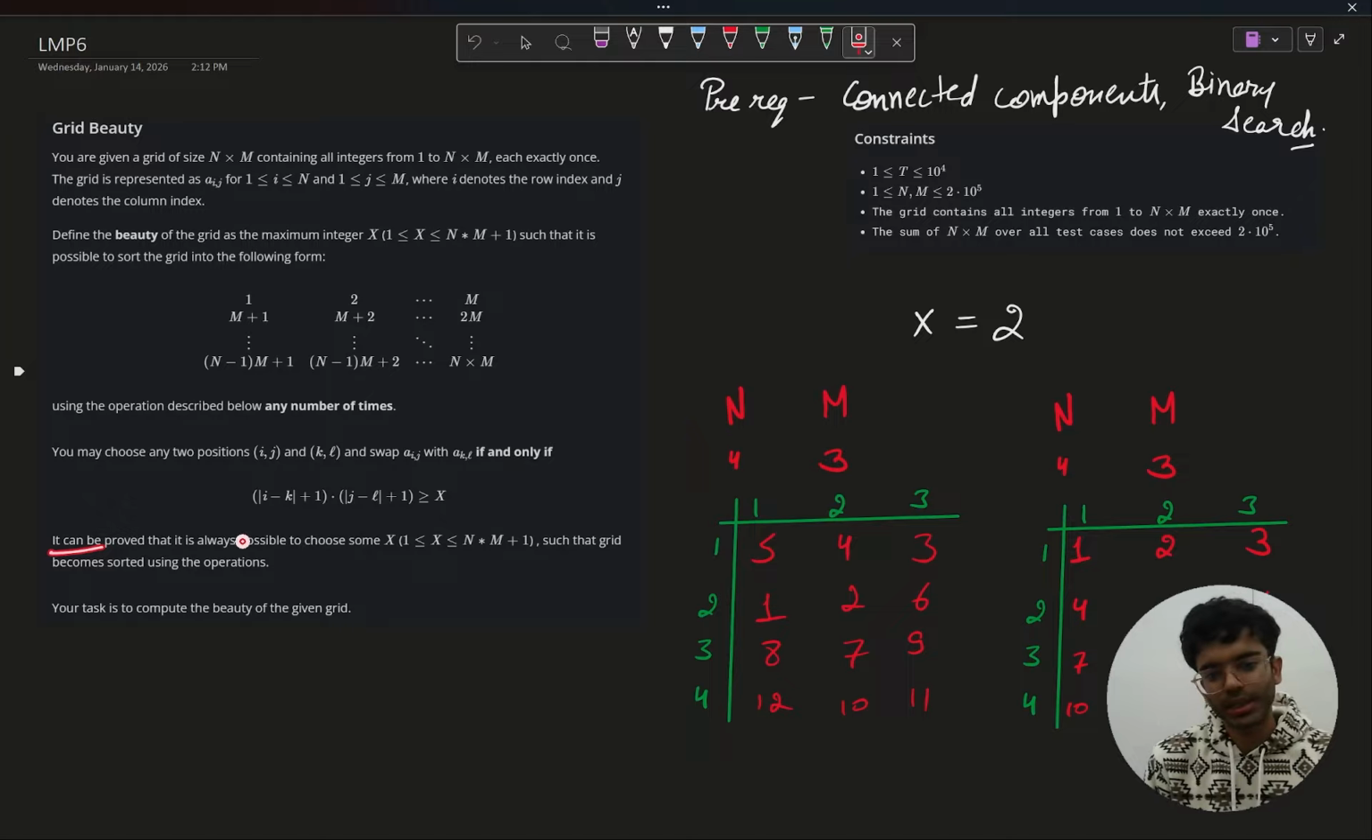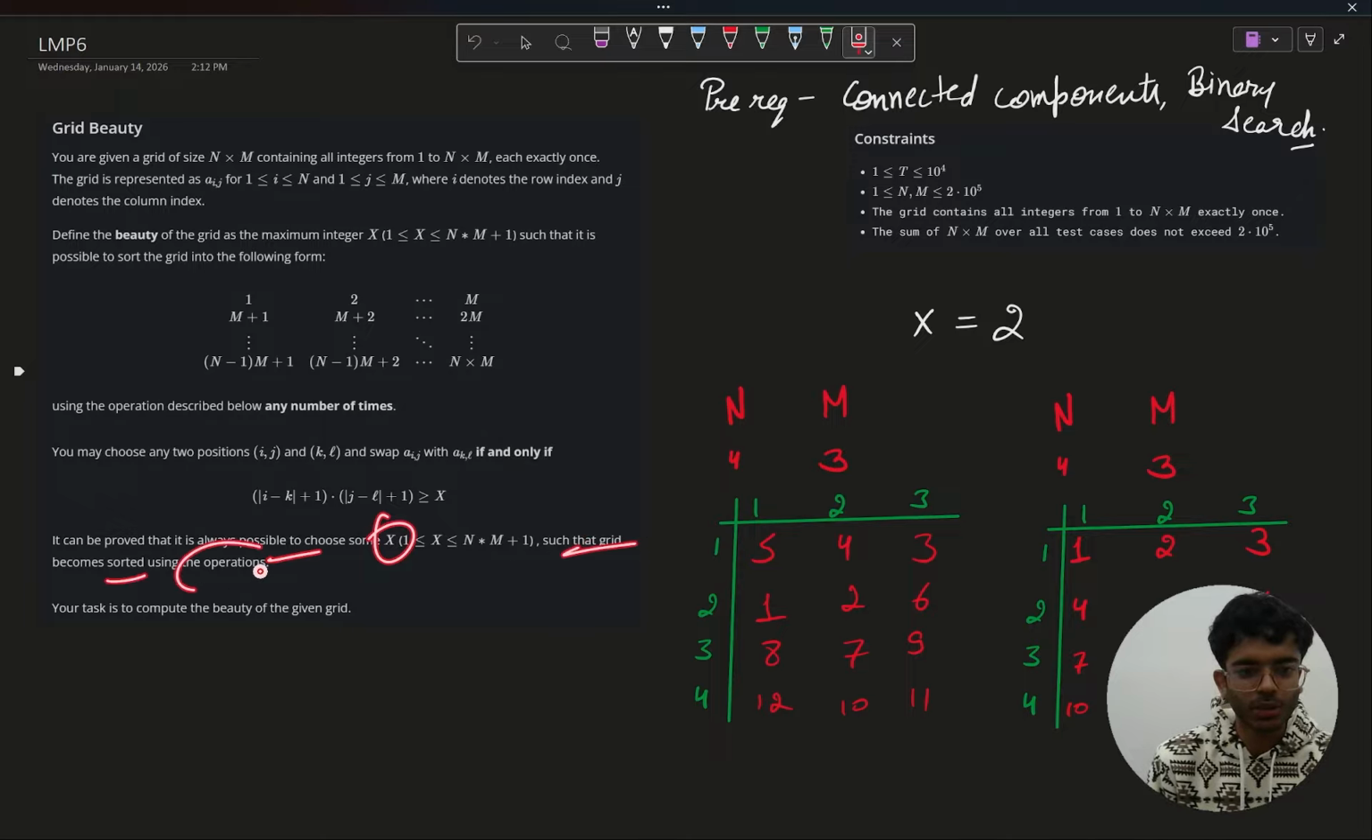Now, it can be proved that it is always possible to choose some x such that the grid can be sorted using the operations. Now, we need to figure out the maximum integer x such that we can sort the grid.